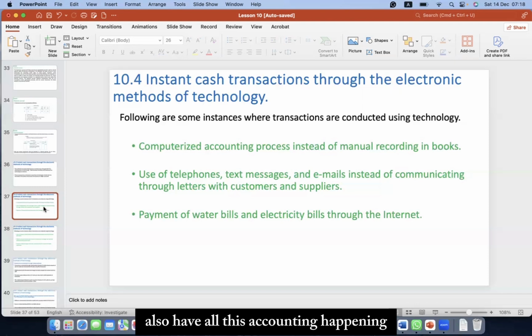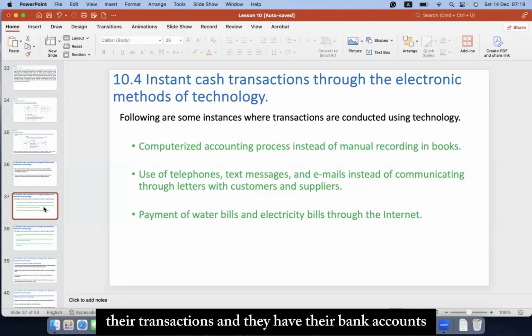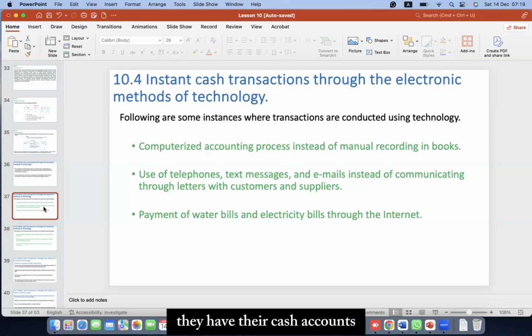Now you see it as a supermarket shop, but they also have all this accounting happening, no? Purchasing of goods, sale of goods, other transactions, and they have their bank accounts, they have their cash accounts, and they have a whole lot of transactions that are going through.